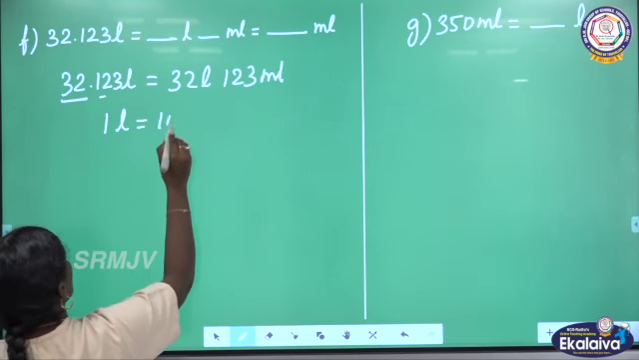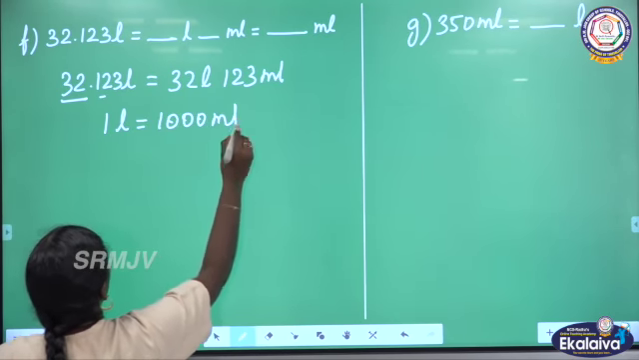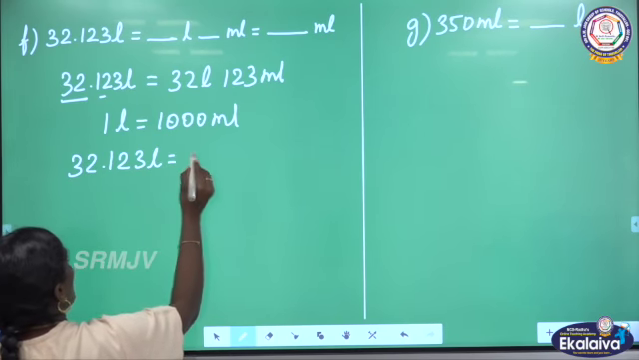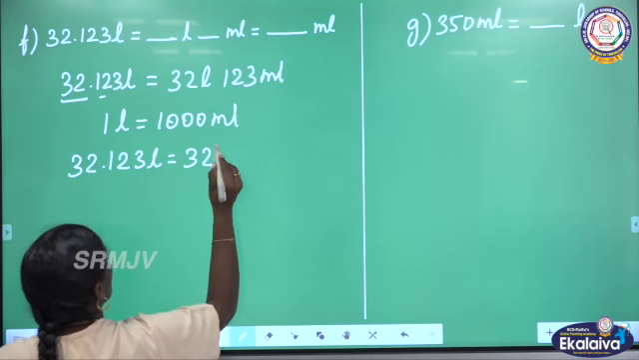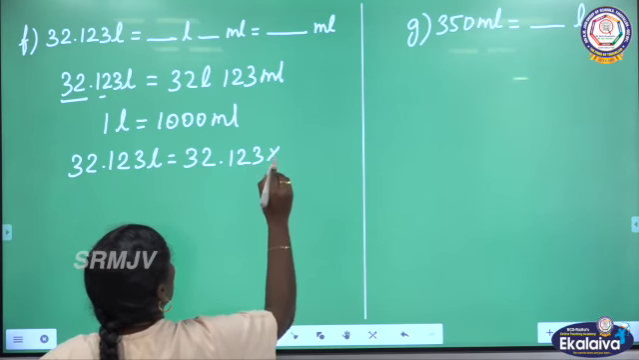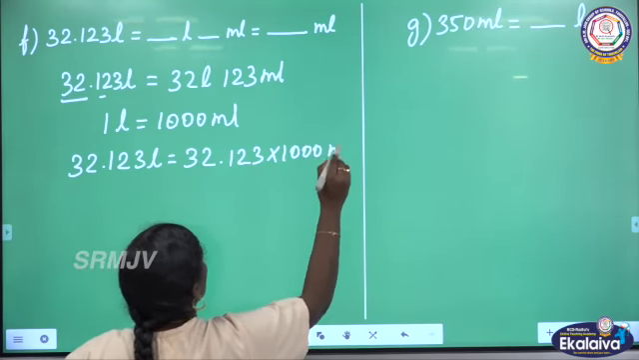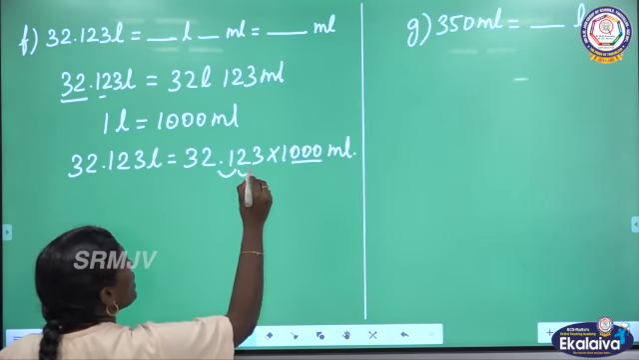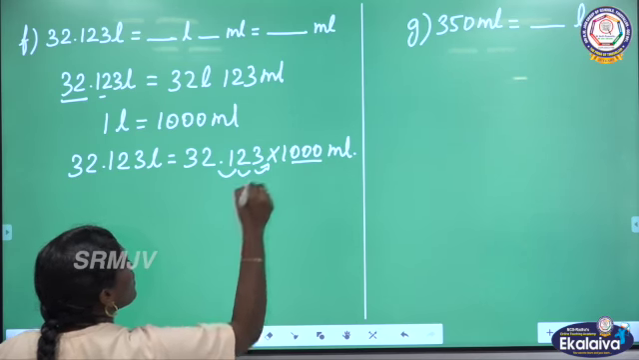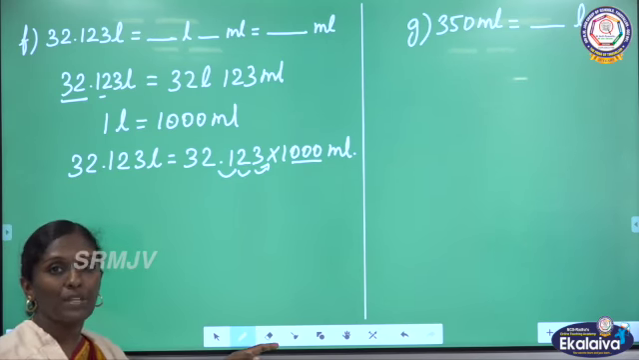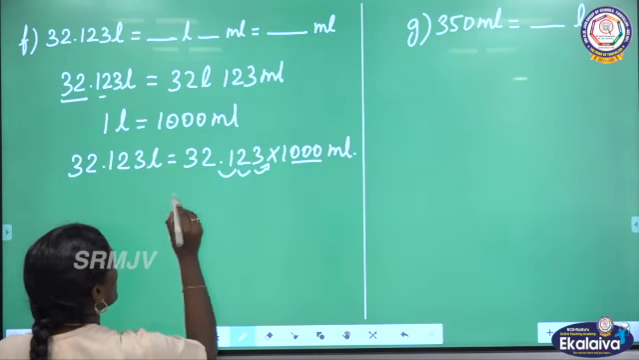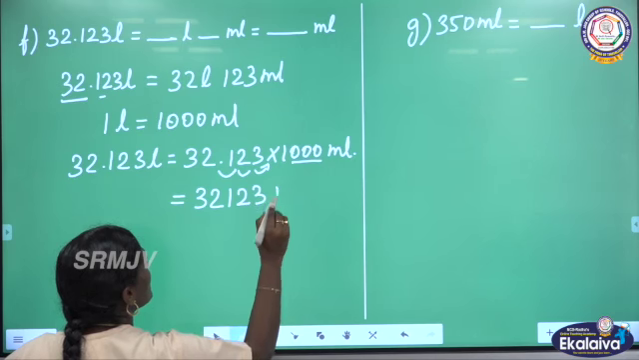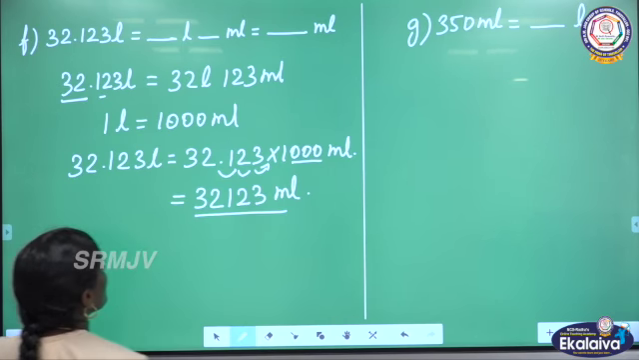We know that 1 liter is equal to 1000 milliliter. Here we are having 32.123 liter. We have to multiply it by 1000. 32.123 into 1000 milliliter. Okay, here according to the number of zeros, we have to move the decimal place to the right. Here 3 zeros are there. So we have to move the decimal point 3 places to the right. So the decimal point will come at last. So the number will become 32,123 milliliter. Now we got the answer in milliliter.